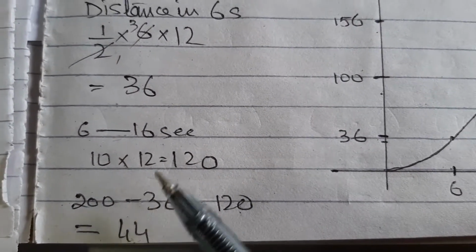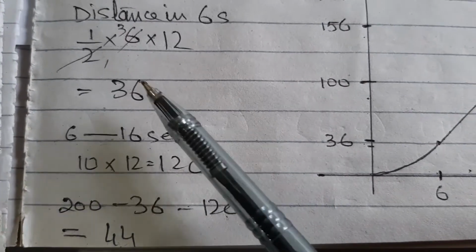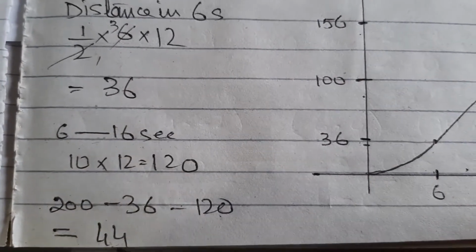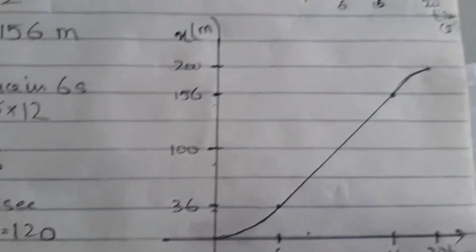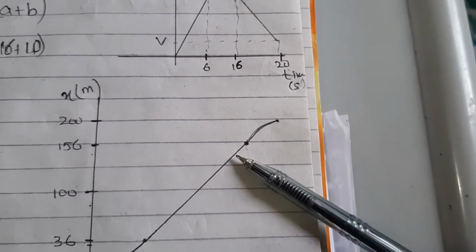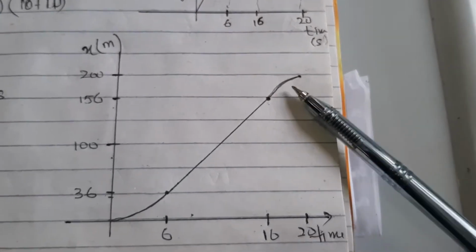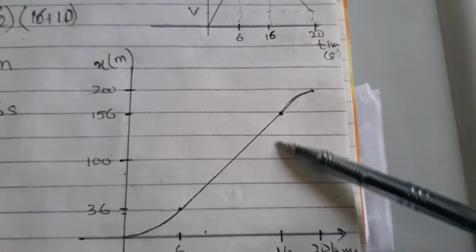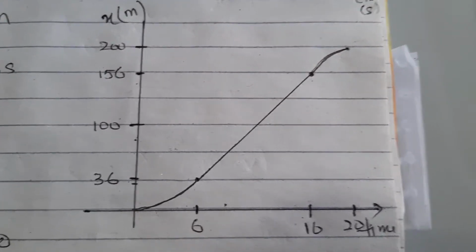So now I know the 4 segments are covering 36 meter, 120 meter and 44 meter. So let's see a displacement time graph now. I'll show you up here the velocity and displacement, so it's easy for you to understand. If I take a bigger view, then it will become very small. So let me just take a close up.